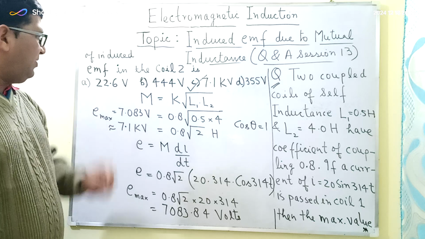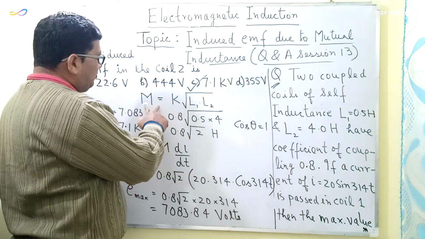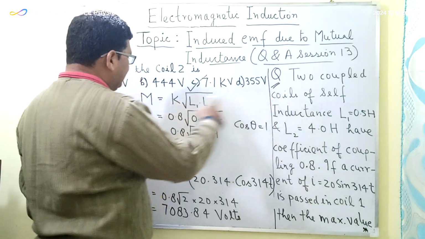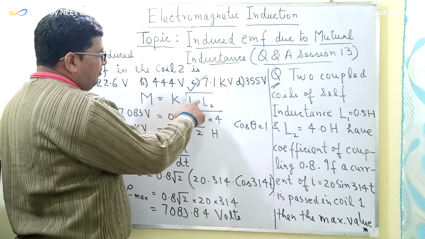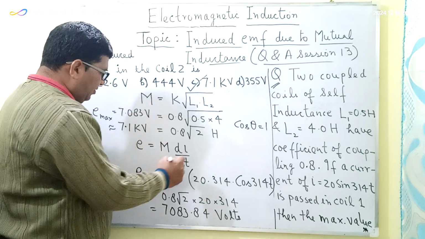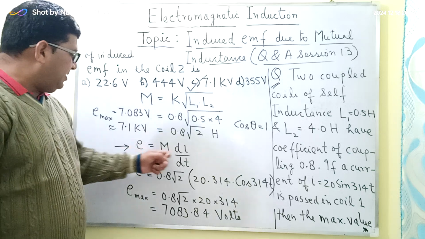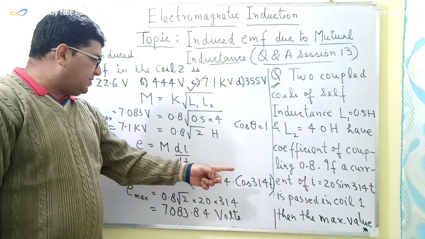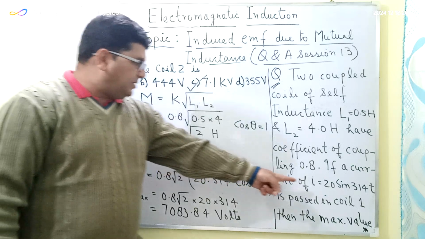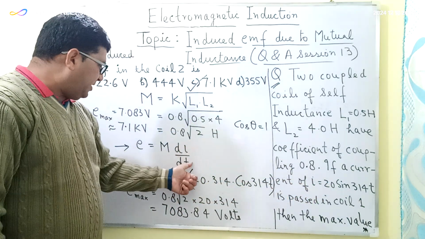In this question we have to use two formulas. The first one is the mutual inductance of the two coupled coils, equal to K under root L1 into L2. Then after finding the value of the mutual inductance, we were supposed to find the induced EMF by using the formula E is equal to M di upon dt. Here we differentiated the equation I is equal to 20 sin 314t with respect to t in order to find the value of di upon dt.